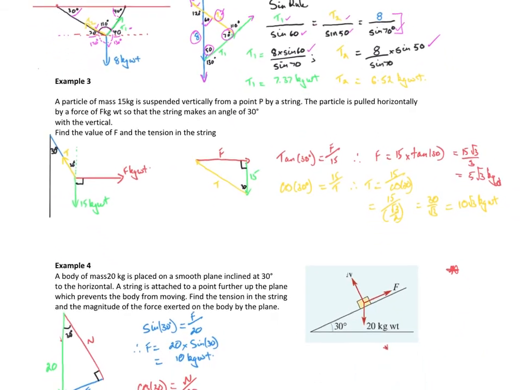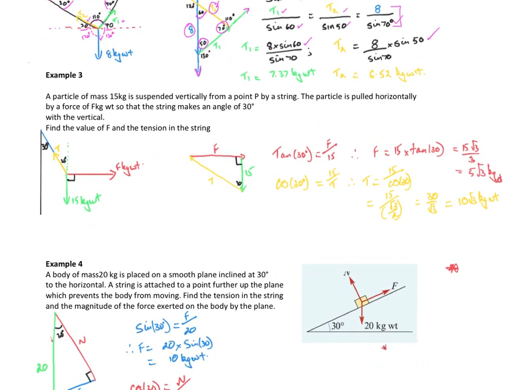A particle of mass 15 is suspended vertically from a point by a string. The particle is pulled horizontally by a force F kilogram weight so that the string makes an angle of 30 degrees. Okay, so there's my 30 degrees to the wall, which means that's also 30 degrees. Tension in the string, the 15 kilogram weight force in green acting vertically down, the F kilogram weight force acting horizontal. So again, I create my triangle of forces.